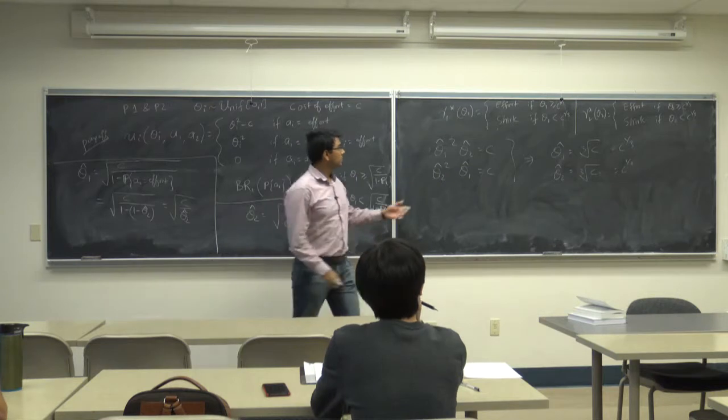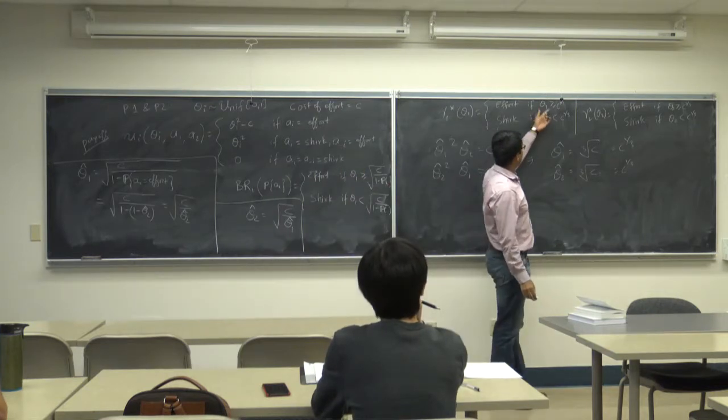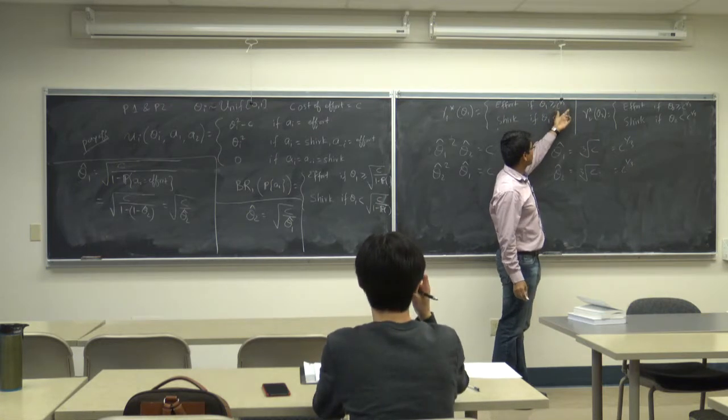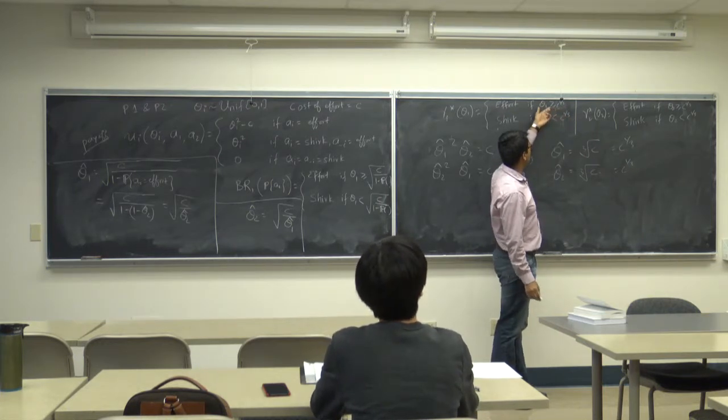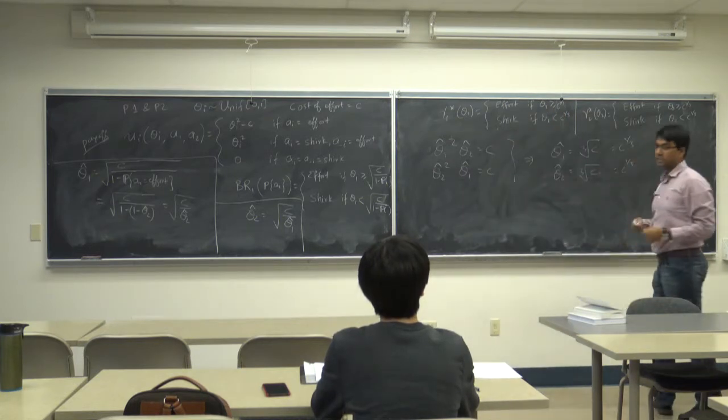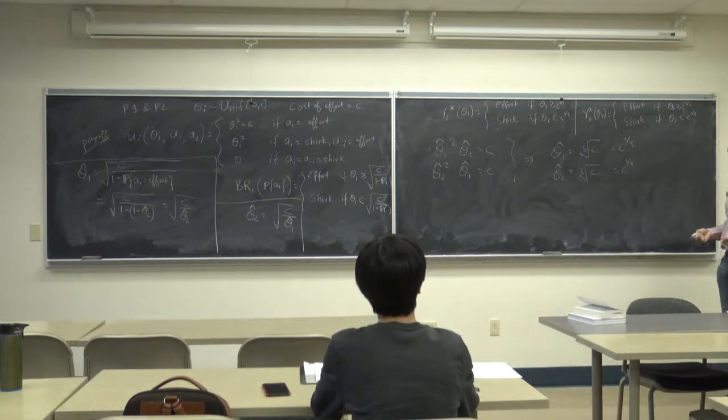So if the person's caring about his education is greater than the cost raised to 1 over 3, the person is going to put in the effort, otherwise he's not going to put in the effort.